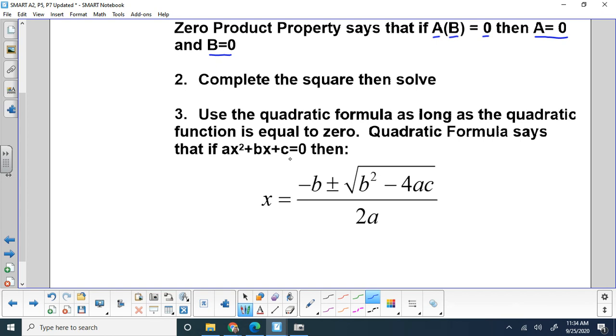Again, when using the quadratic formula, it's essential that we make sure that it's set equal to 0 prior to applying the formula. Otherwise, it will not work.